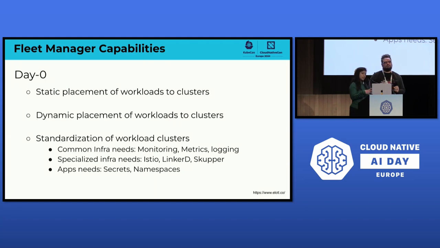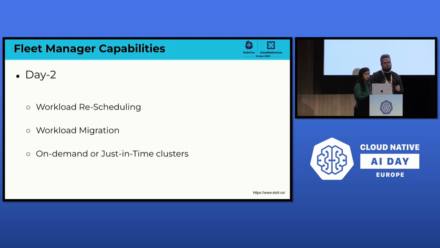Finally, in addition to these infra needs on your clusters, you also have specific application needs, such as secrets and namespaces that might be common to a number of applications. In our specific AI pipeline, we'll show you how we use spread policies to capture the same resource needs and prerequisites in both a source and target cluster before a migration. We're moving on to day 2 needs.